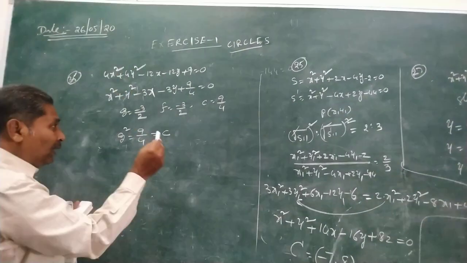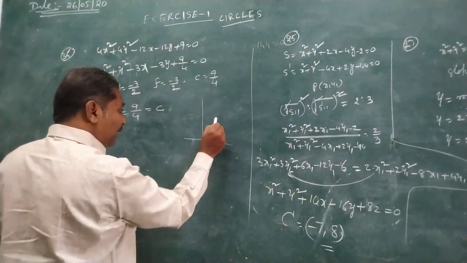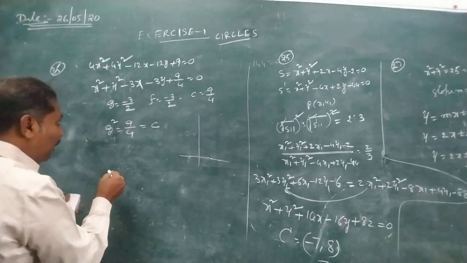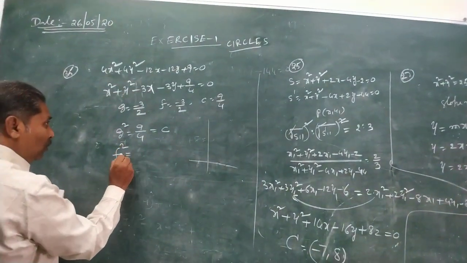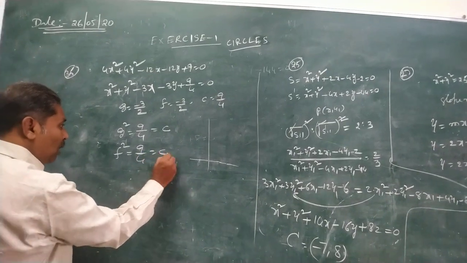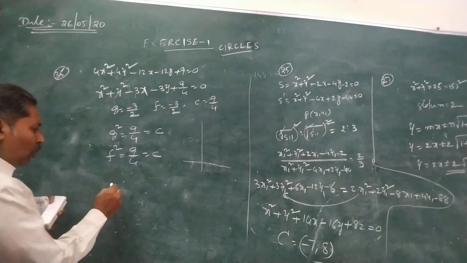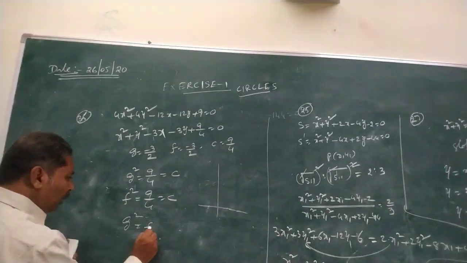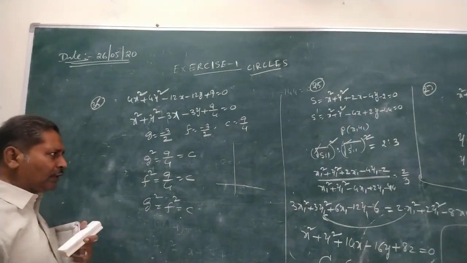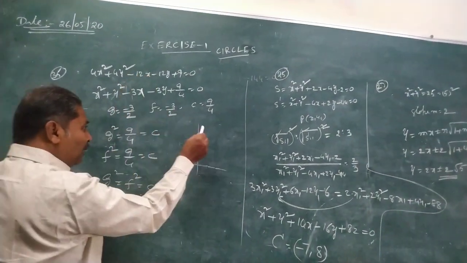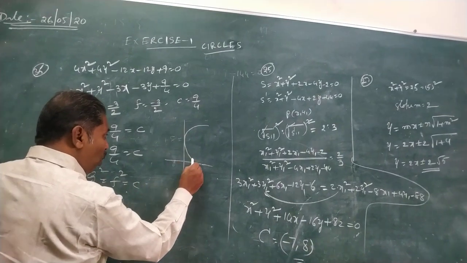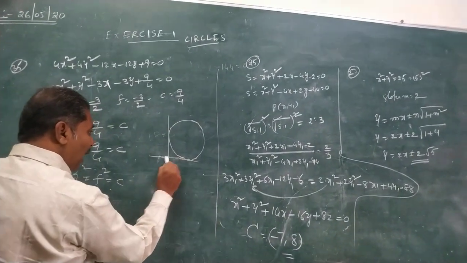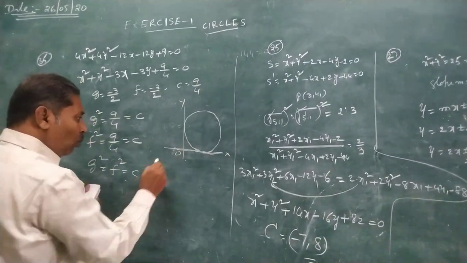Then the circle touches the x-axis, and also f square value is also equal to 9 by 4. That is also equal to c. So g square equal to f square equal to c. That means this given circle touches both axes, x-axis and also y-axis.